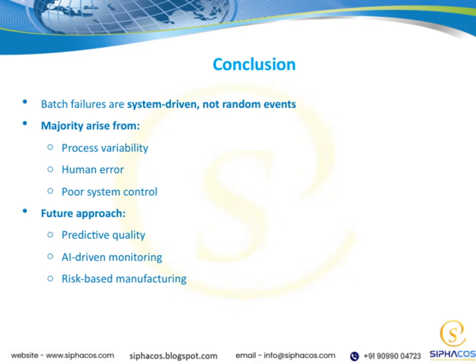Looking ahead, our approach is shifting towards predictive quality, which means using data and analytics to foresee issues before they happen. We're also leveraging AI-driven monitoring to keep a close eye on manufacturing processes in real time, allowing for quicker responses. Finally, adopting a risk-based manufacturing mindset helps us prioritize resources and efforts where they are needed most. By focusing on these strategies, we can move toward more reliable, efficient, and high-quality production systems, aligning with our overall goal of continuous improvement.